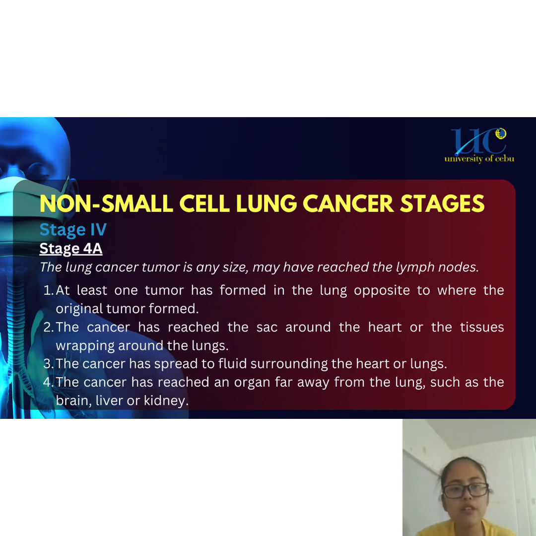So for stage 4A, the lung cancer tumor is any size and may have reached the lymph nodes. Also, at least one tumor has formed in the lung opposite to where the original tumor formed. And number 2, the cancer has reached the sac around the heart or the tissues wrapping around the lungs. Also, the cancer has spread to fluid surrounding the heart or lungs. And also, the cancer has reached an organ far away from the lung, such as the brain, liver, or kidney.